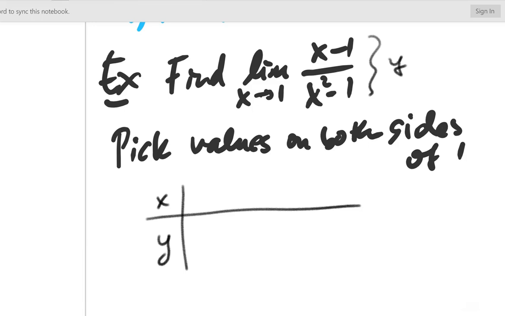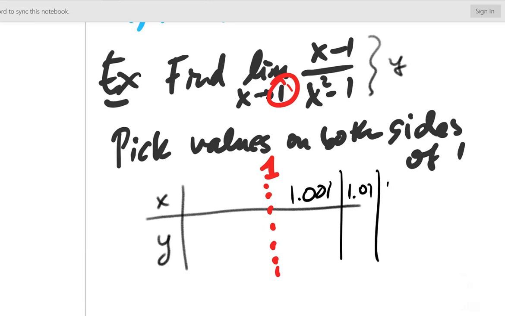So we're approaching 1, right? So let's say that 1 is right here. I'm going to approach from the left and the right. So a little more than 1 would be like 1.001, and then 1.01, 1.1, all right, and then maybe 2.